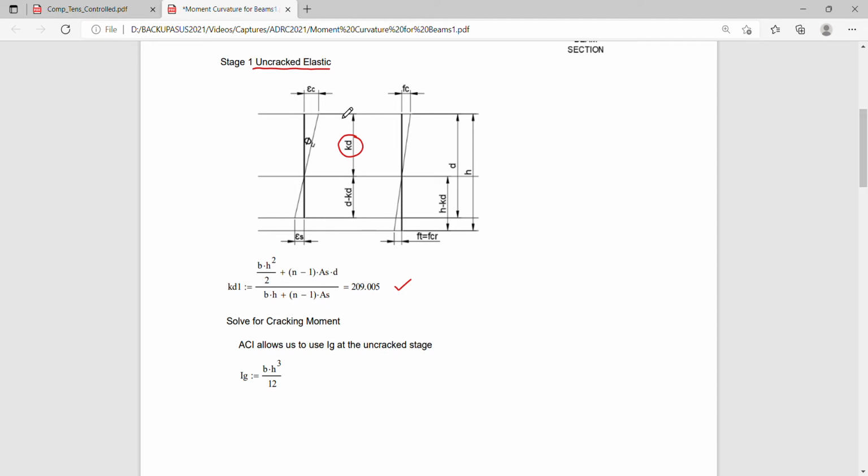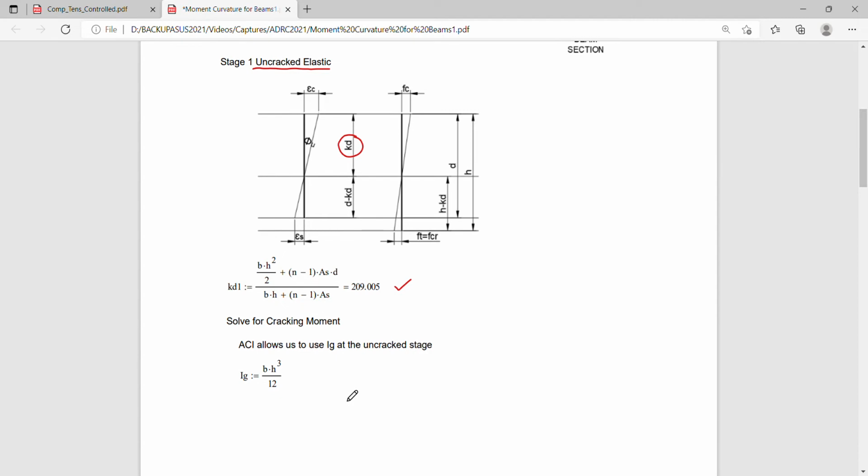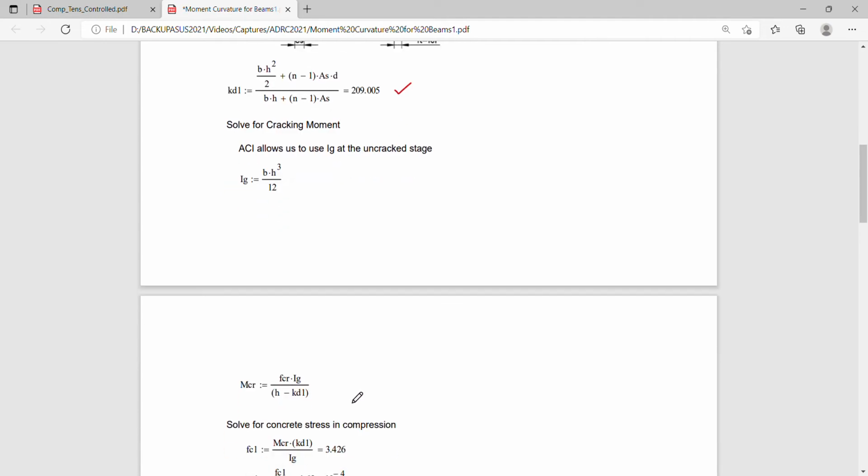Okay, so in the uncracked stage, we need to solve for the cracking moment. Why? Because we have to plot the moment curvature from an initial loading, which has to start from 0 up to an initial loading producing a cracking moment as defined in the ACI. Because the uncracked property will no longer be the same as that with the cracked property, then we have to set a limit of the uncracked elastic behavior, and that limit happens to be the limit in which the beam will crack. So we have to compute for the cracking moment, and these are the formulas we need to get the cracking moment.